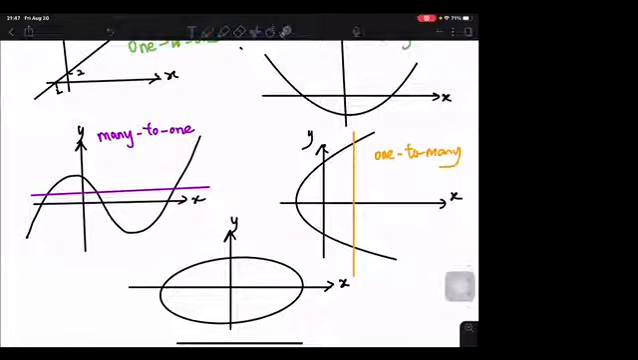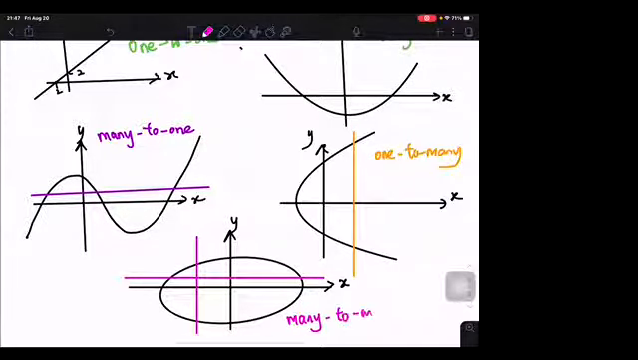One object on the x-axis to 2 y's, 1 x to 2 y's, one-to-many. And for the ellipse, you see, I can draw one vertical line that touches 2 points, one-to-many, and one horizontal line I can find, one is enough, touching 2 points, so this is the case of many-to-many. That's how you decide the relation for graphs.